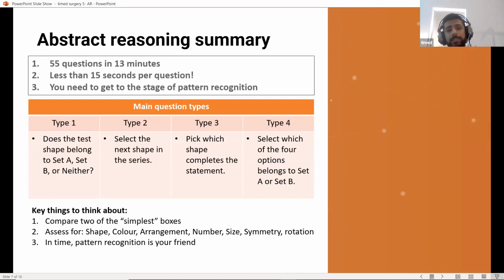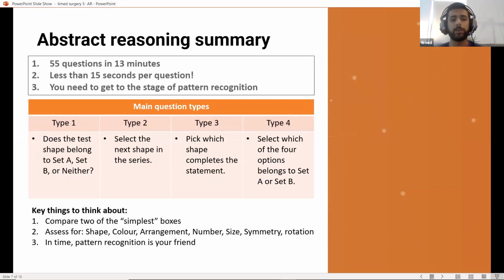You ideally want to get to the stage of pattern recognition, and that comes with practice, with doing lots of questions. It can feel quite cumbersome at times, but I think it's worth it for this section, because you'll start to see some really common patterns come through. If you end up getting any of the paid resources, whether that's Six Med or other courses, they should hopefully go through this stuff.